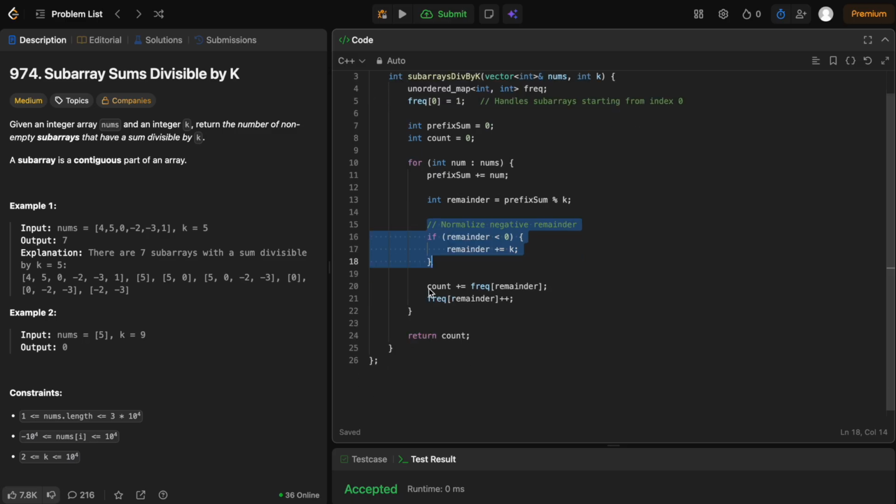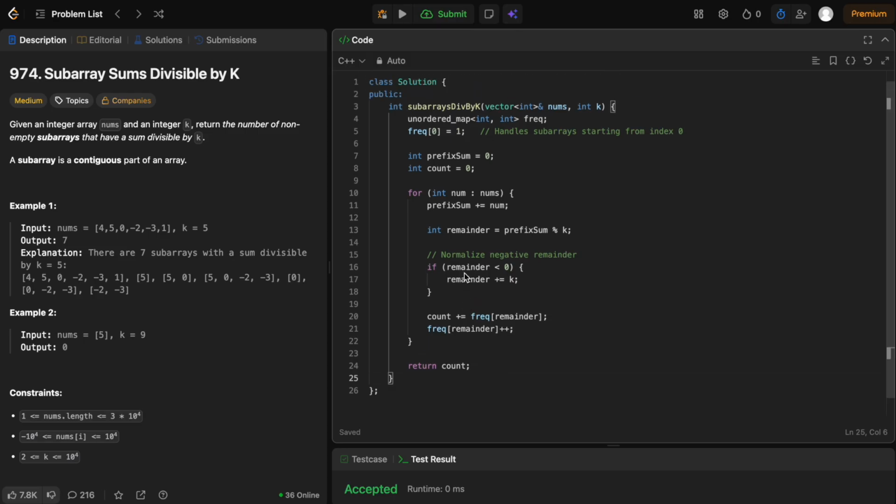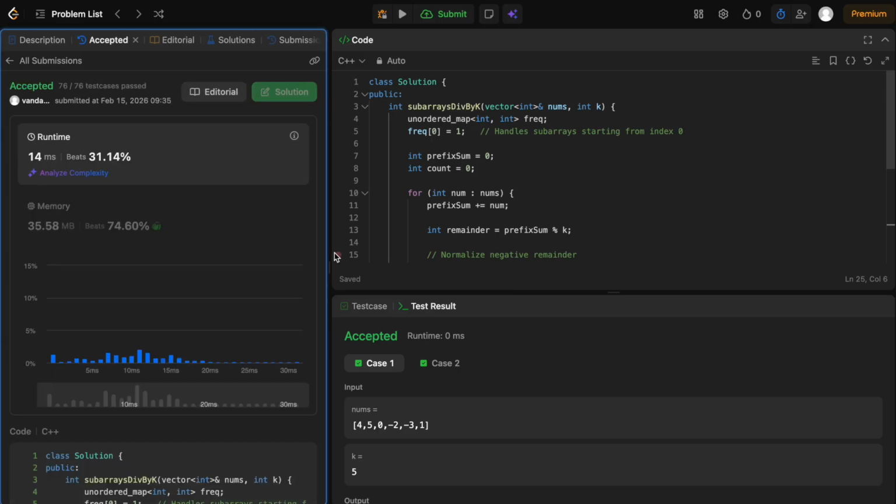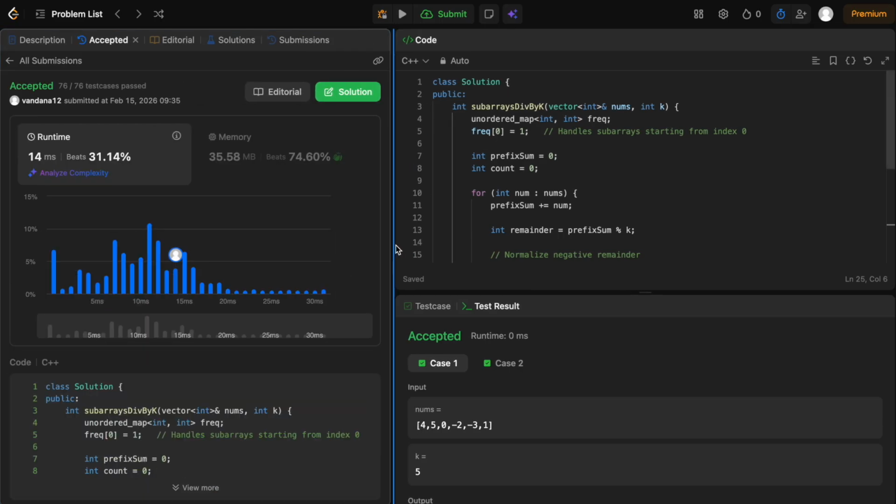Now we count. So we do count plus equals. What are we adding? We are adding the frequency of that remainder which has occurred. And at last we are updating the frequency of the remainder. The answer lies in count, so we are returning the count here. So this is the solution. Let's run this. Let's submit this.